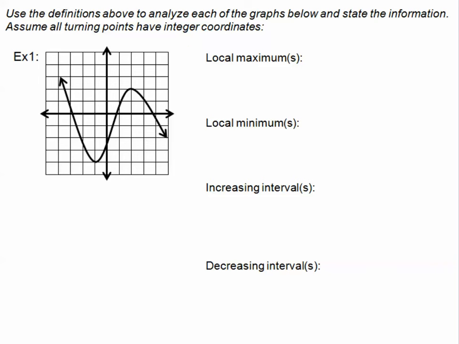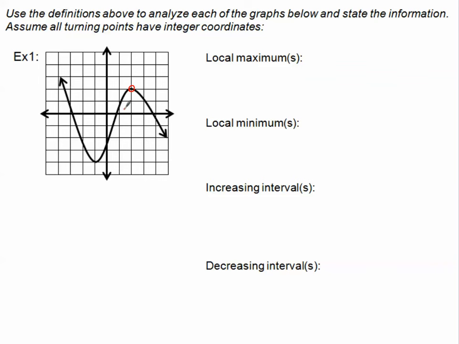Let's first talk about the local maximum in this first example. Now I've got local here, so I'm talking about in a restricted domain, and I can see that we've got basically the top of a mountain right here. This is not the highest point of the graph entirely. Obviously the graph goes up forever. We're not talking about the ultimate maximum. We're talking about a local maximum.